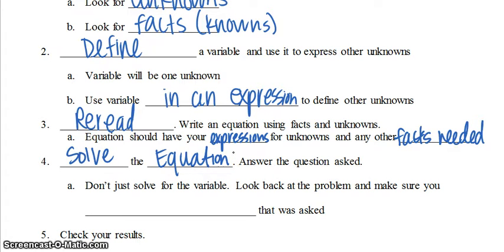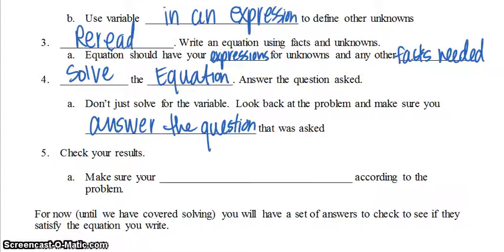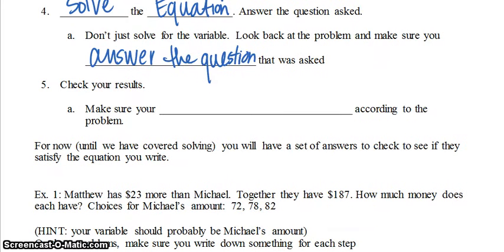Now, don't just solve for the variable. Sometimes that's the answer, but sometimes it's not. Look back at the problem and make sure you answer the question that was asked. If you don't answer the question that was asked, then that's not going to help you get the question right. Lastly, check your results. Make sure your results make sense. Sometimes it's obvious, you see it and you're like, that does not make sense to my problem. Then you might have to go back and recheck it.